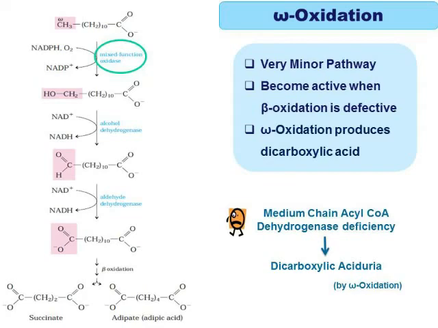Inherited deficiency of mitochondrial medium-chain acyl-CoA dehydrogenase may cause accumulation of medium-chain fatty acids, which are oxidized by omega oxidation and produce these dicarboxylic acids, which are found in urine. This is known as dicarboxylic aciduria.